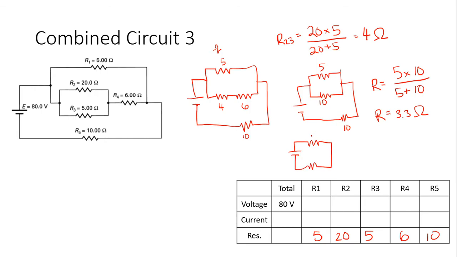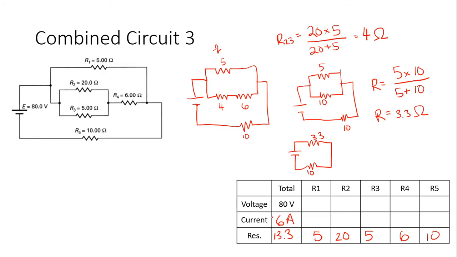Excellent. And now we essentially have a circuit that looks like this, where you have 3.3 and you have 10, and this is series, so you add them together. I know you did all the work up here, but don't forget about the 10. 3.3 plus 10, 13.3. Okay, 80 divided by 13.3, 6 amps.